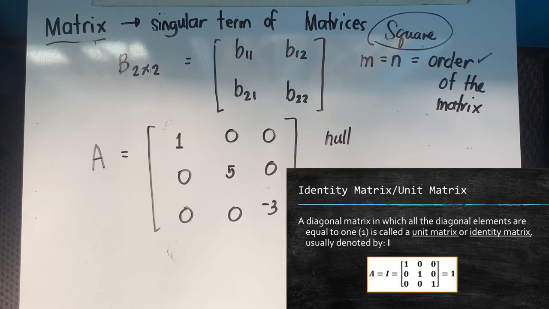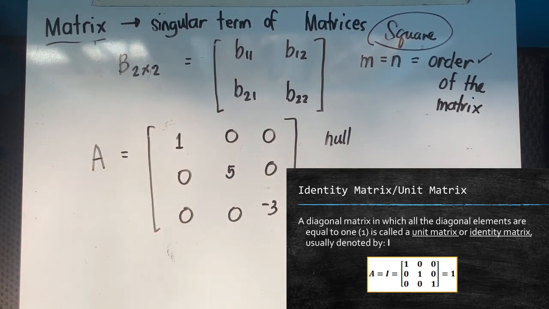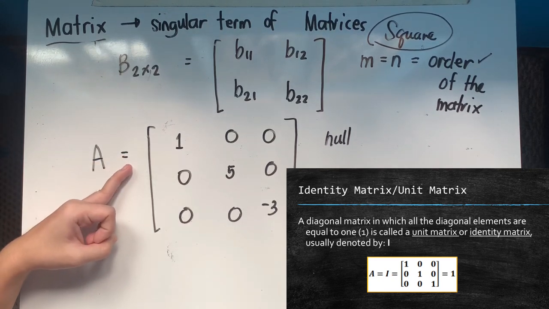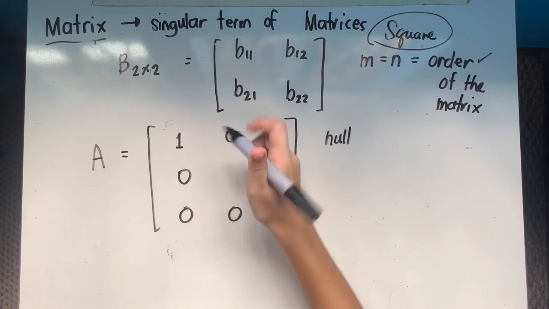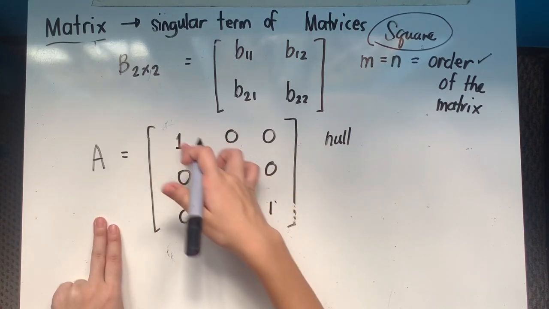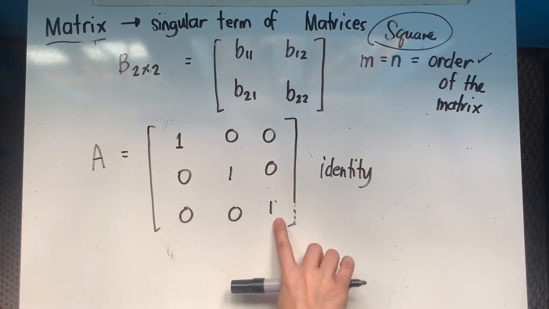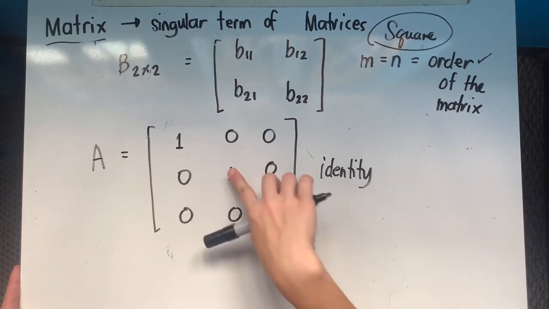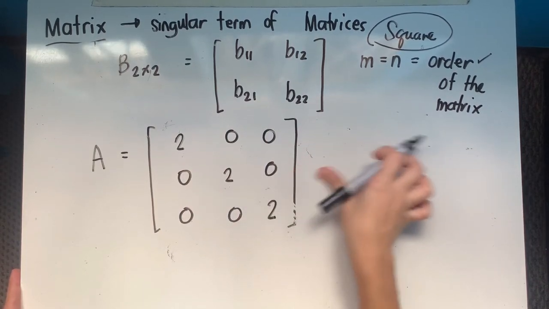An identity matrix is a square matrix, number one. Number two, an identity matrix is a diagonal matrix, meaning only the main diagonal has non-zero entries. And so it's a square matrix, it's a diagonal matrix, and the entries in the diagonal are all equivalent to 1. If they are all 1, this is a square matrix, a diagonal matrix, and the diagonal entries are all equal to 1, therefore it's known as an identity matrix. But if instead of 1, you have any other number in the main diagonal, let's say all of them are 2, then we call this a scalar matrix.